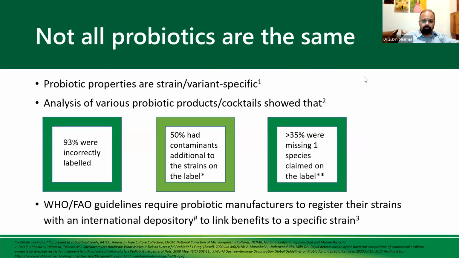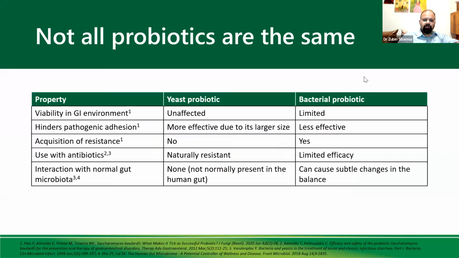But not all medicines which are probiotics are the same. It is strain specific and variant specific. There was a study which looked at various companies and products, and most of them were incorrectly labeled, or some of them had contaminants. Therefore, WHO now recommends that a company must register which strain it is going to use in tablet form in an international depository, which can then be compared subsequently.